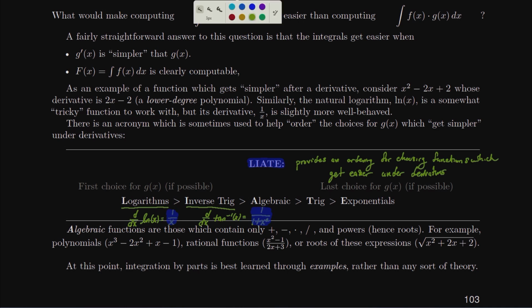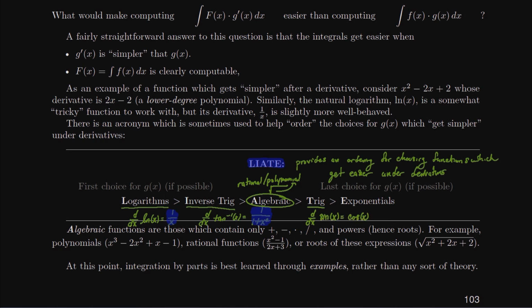The next case is these algebraic functions. These are rational or polynomial functions, or square roots of polynomial functions. Those are going to be your algebraic functions, and they get easier just because derivatives reduce the order of a polynomial, right? A derivative is going to take x cubed to 3x squared. Trig functions don't really get any easier, which is why we save them for the end. Something like d dx of sine becomes cosine. Cosine's not really any easier than sine, so that's why these are pushed towards the right-hand side. They don't get any easier.